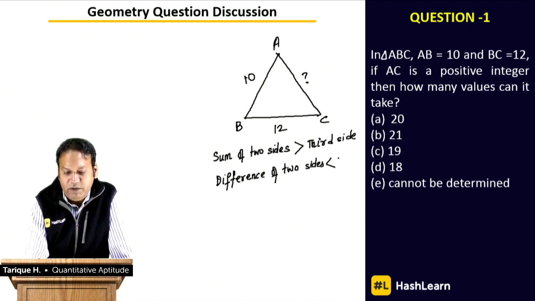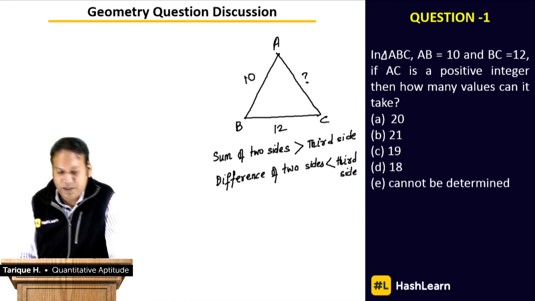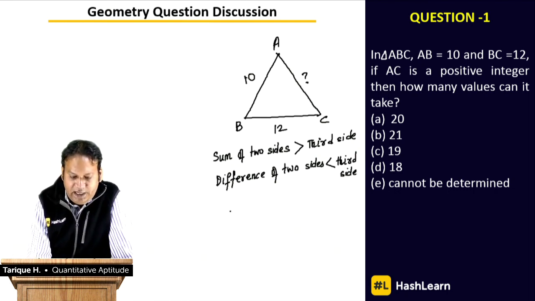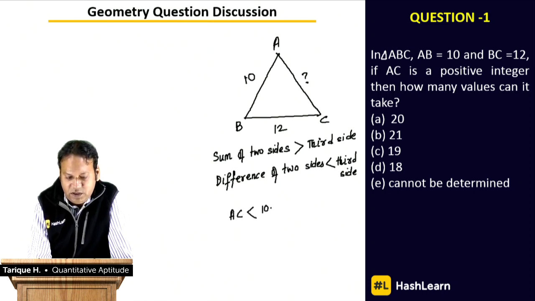So these are two elementary concepts of geometry. If you are not familiar, you can note down. And then using these two elementary concepts, we can solve this question. So the third side AC will be less than the sum of the other two sides. So 10 plus 12. AC is less than 22.